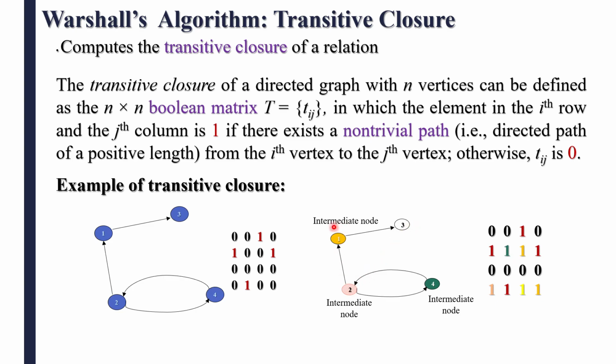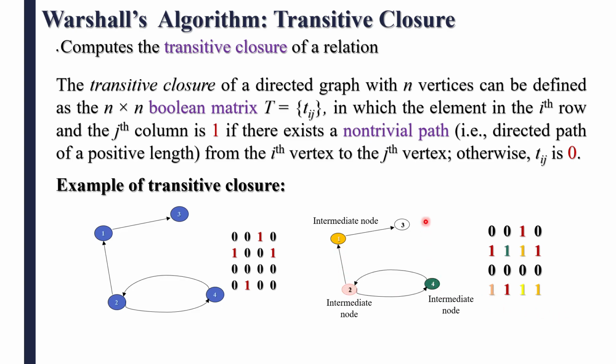But with the help of this intermediate node, we are getting the path. That is 2 to 1 and 1 to 3 here. That's why it is 1 now. In the same way, 4 to 4, 4 to 1, there is no path existing. But with the help of 2 as an intermediate node, I am getting the path here. That is 4 to 2, 2 to 1. So that is the change here.